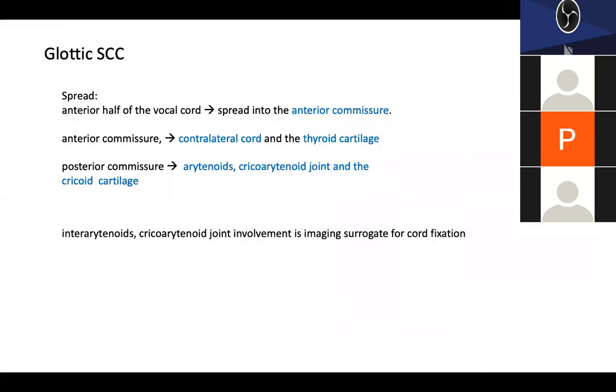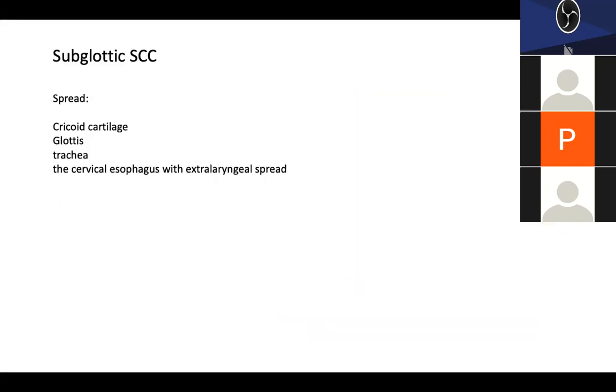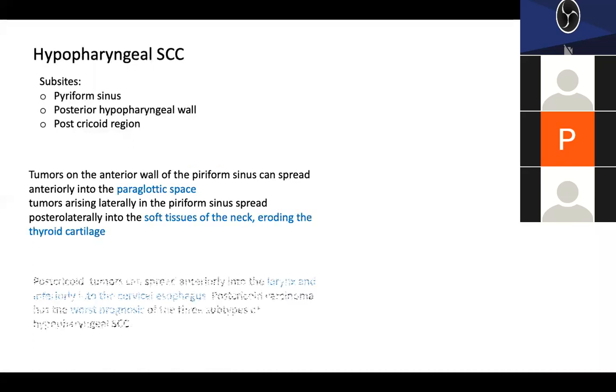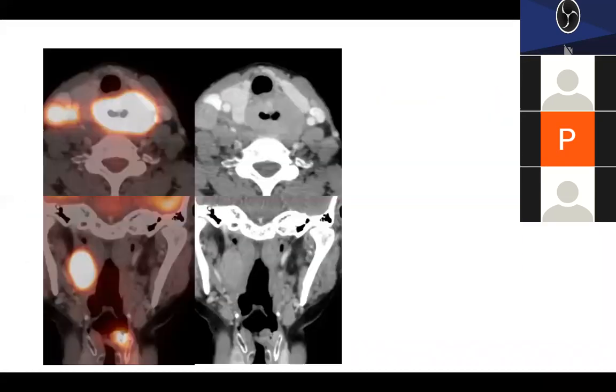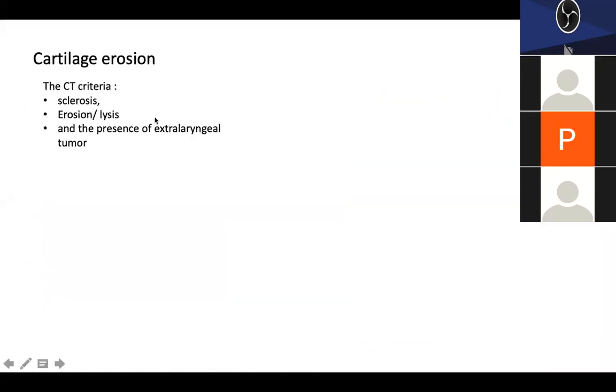So what are the CT scan criteria? Sclerosis, if the cartilage is diffusely sclerosed asymmetrically as compared to the opposite side, there is a possibility that there is extension. Or you can see an obvious erosion or lysis of the cartilage, or if there is gross presence of extralaryngeal tumor.